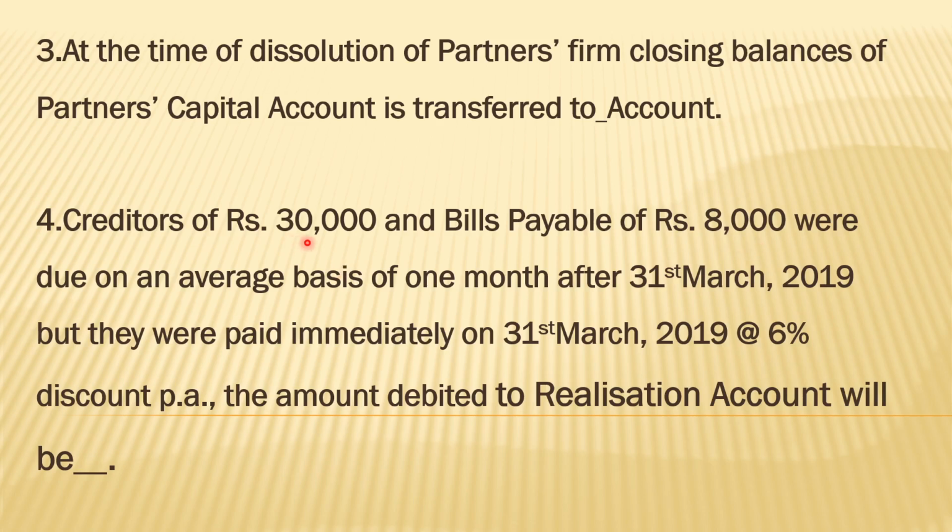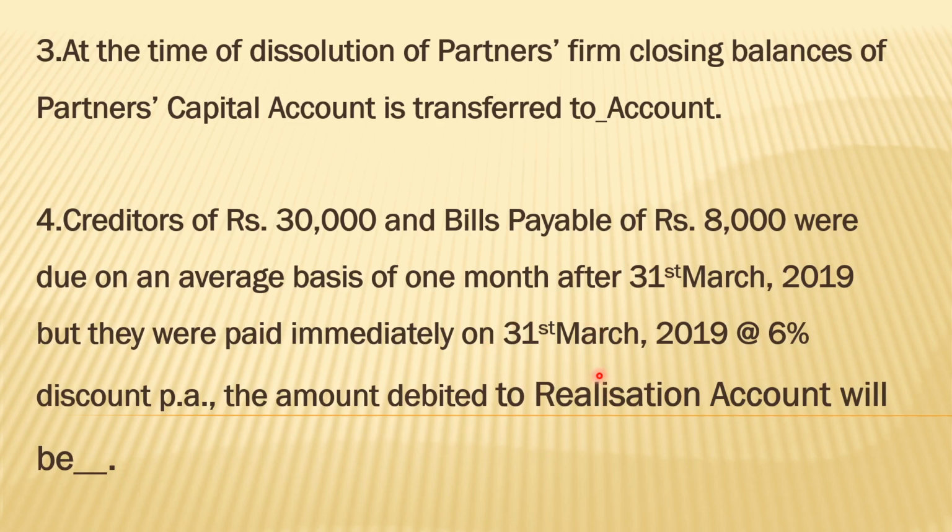Or you can do it together. 38,000 total payment, 38,000 into 6% divided by 12, that comes to 190 rupees. So 38,000 minus 190 is 37,810 rupees that we have to pay after receiving the discount. So the amount debited to realization account will be rupees 37,810.